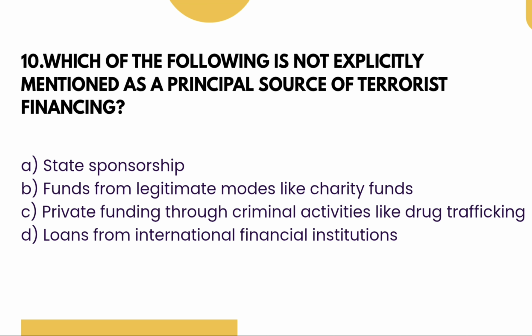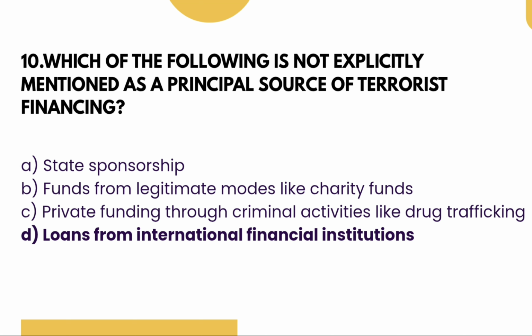Next question, which of the following is not explicitly mentioned as a principal source of terrorist financing? A. State sponsorship. B. Funds from legitimate modes like charity funds. C. Private funding through criminal activities like drug trafficking. Or D. Loans from international financial institution. So you can understand the answer is D, because no international organization for obvious reason would loan a terrorist organization for terrorist activities, but it can be sponsored by a state like our neighbor Pakistan. Or terrorists can use charities for funding their terrorist activities, and from criminal activities like drug trafficking or kidnapping, the amount can be collected for those heinous acts.